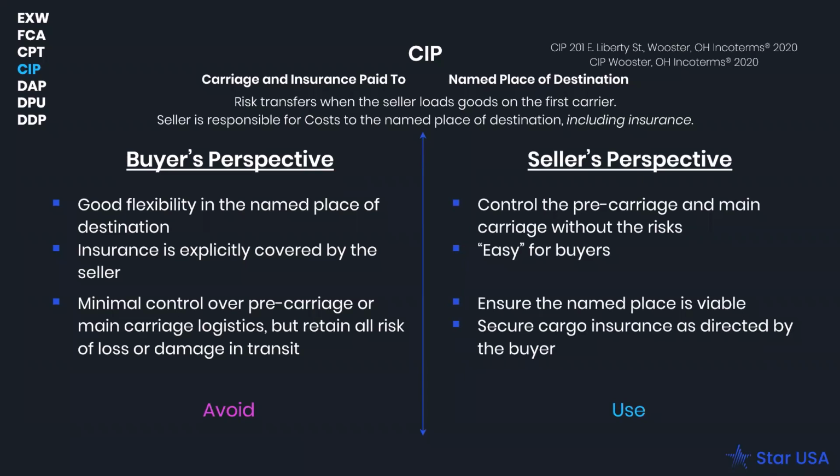Sellers, similar to CPT here, you get to control all the pre-carriage and main carriage without having any of the risks, and it makes it very easy for your buyers. Again, the same risk of ensuring the named place is viable, and securing cargo insurance as directed by the buyer can be problematic depending on what parameters they give you or what demands they have on you, although a lot of that risk can be mitigated by having a global cargo insurance policy.